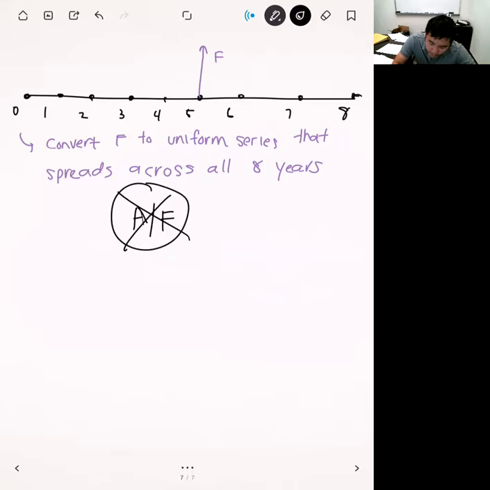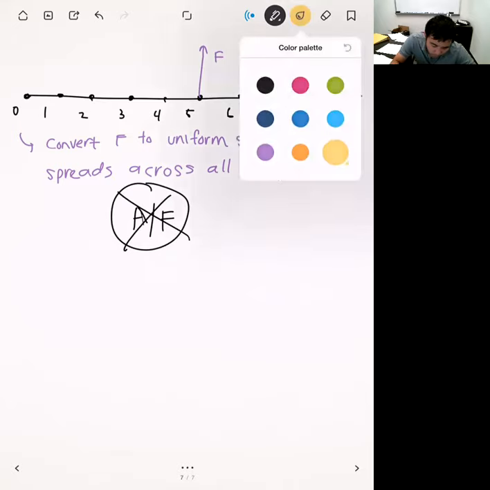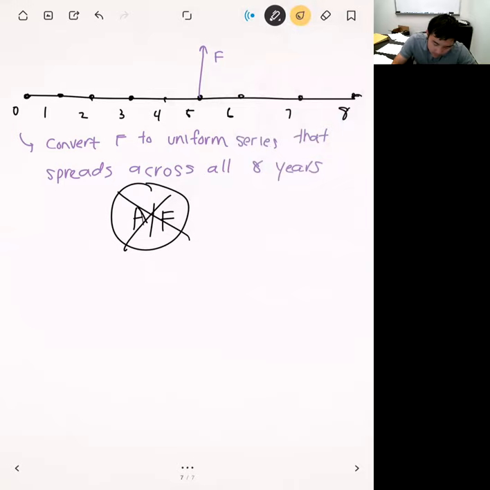And so we can't just simply do this, okay? Because if we perform just that one conversion, it's going to spread this F over a uniform series, but it's going to assume that the F is the final year in that series, right? And so what it's going to look like instead is something like this in the yellow, okay? We're going to have a uniform series that only spreads across 5 years, okay? But we don't want this. We want a uniform series that spreads across the entire domain, okay?